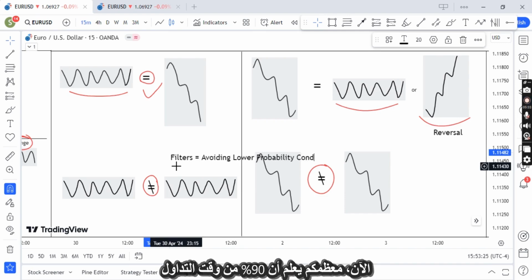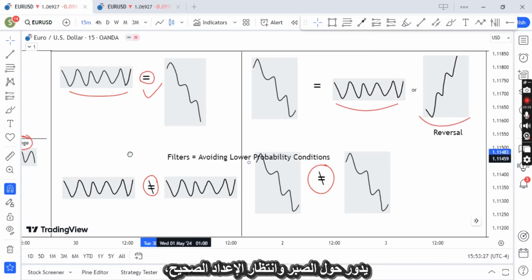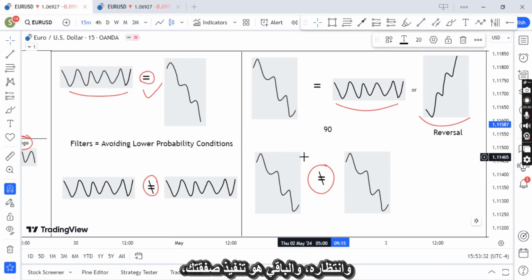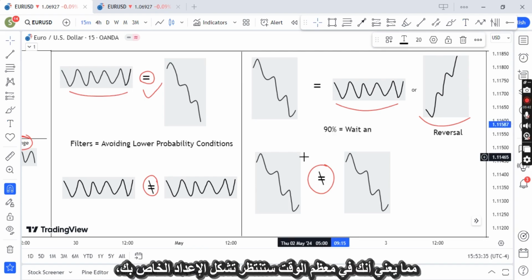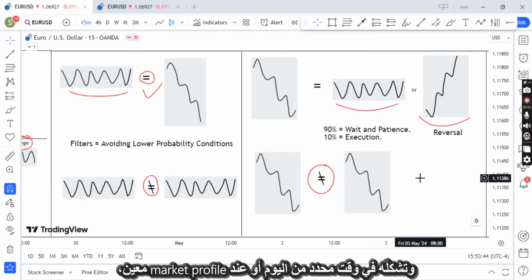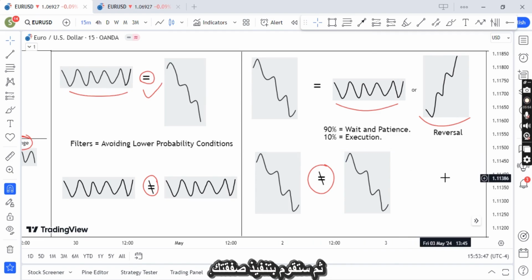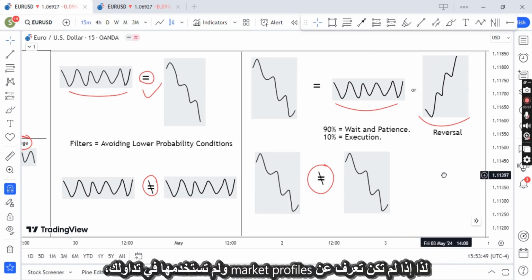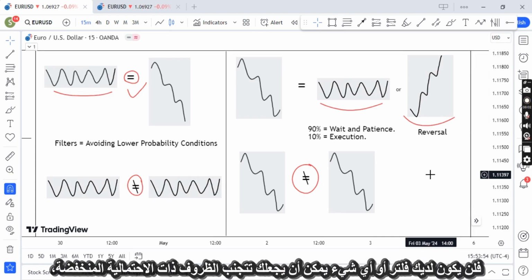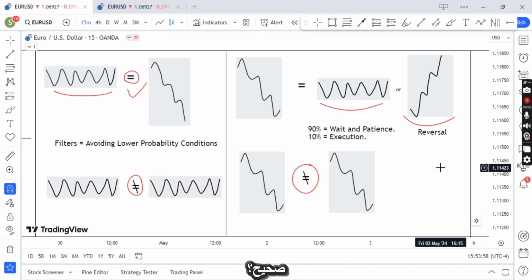Now most of you know that 90% of the time trading is all about patience and waiting for the right setup, and then the rest is executing your trade, which means that most of the time you're going to wait for your setup to form at a specific time of the day or at a specific market profile, and then you're going to execute your trade. So if you did not know about market profiles and did not use it in your trading, then you wouldn't have a filter or anything which could make you avoid lower probability conditions, right?